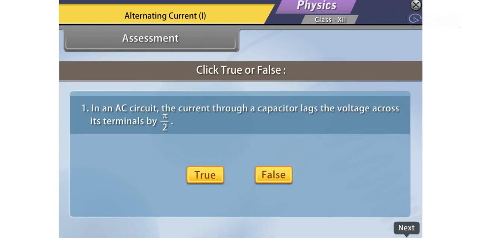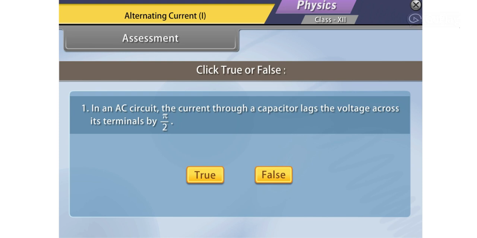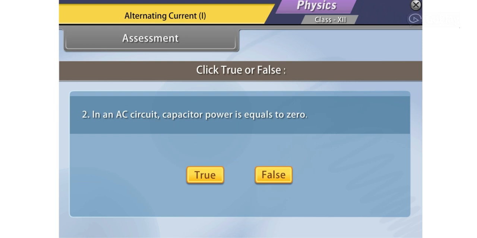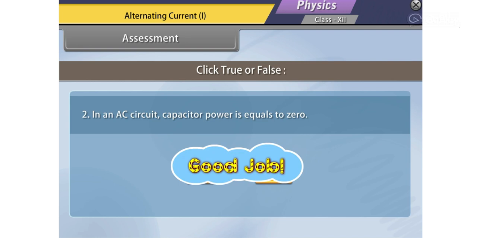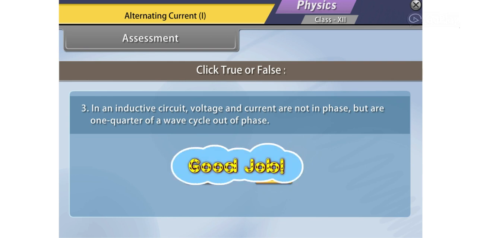Assessment. Before proceeding further, let us know how much you have learned. Click True or False. Try again. Good job. Good job. Try again. Good job.